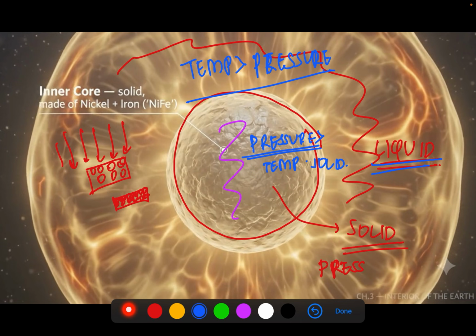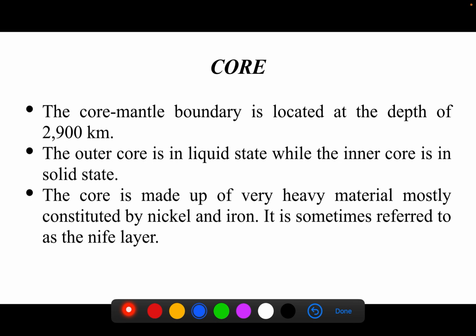And this thing should be remembered. Right, let's study about core. The core-mantle boundary is located at a depth of 2900 kilometers. We have already seen in mantle that the extent of mantle is from Moho discontinuity to 2900 kilometers. The outer core is liquid while the inner core is solid. The core is made up of very heavy material, mostly constituted of nickel and iron. It is sometimes referred to as the NiFe layer.